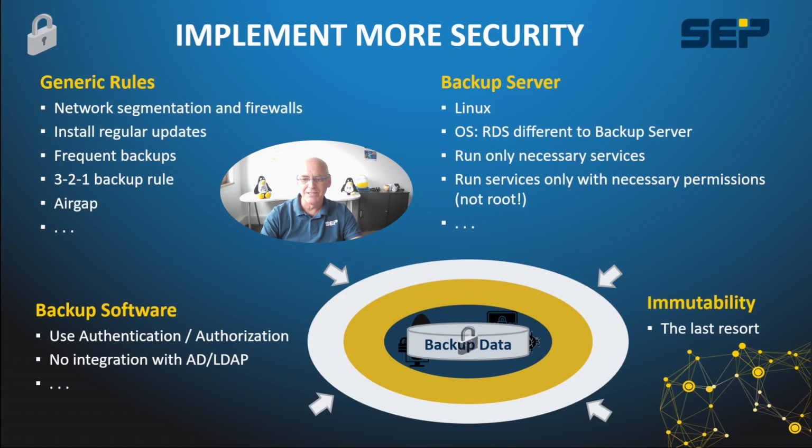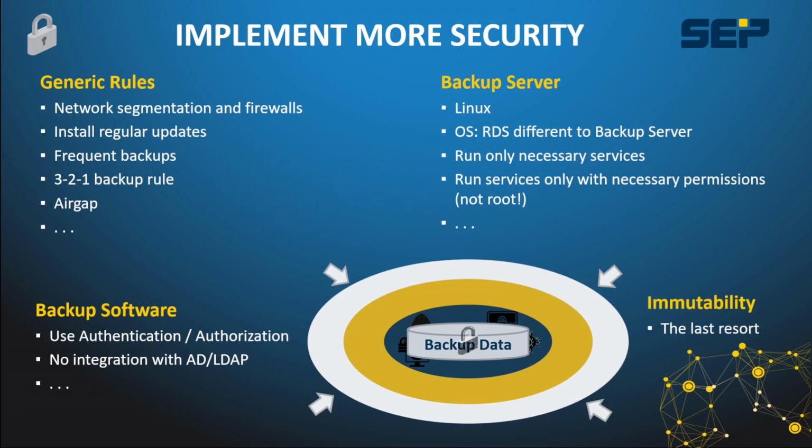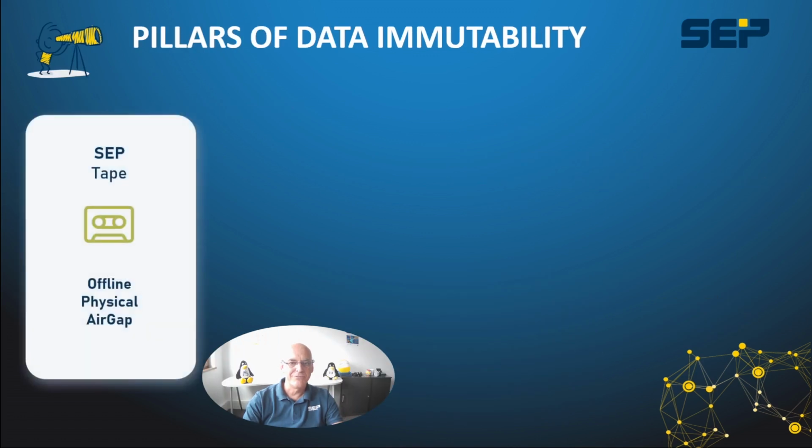So immutability is kind of a last resort for your future. And of course, there are a couple of possibilities how you could make your backup data immutable. The pillars of immutability start with a tape backup, with the air gap. So this is kind of a pretty secure possibility and media for your backup data.